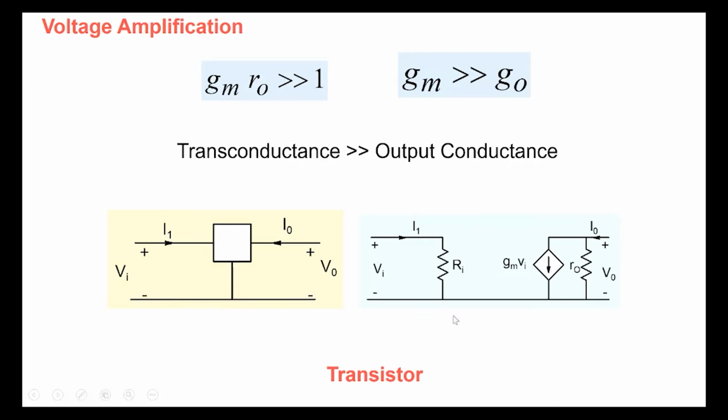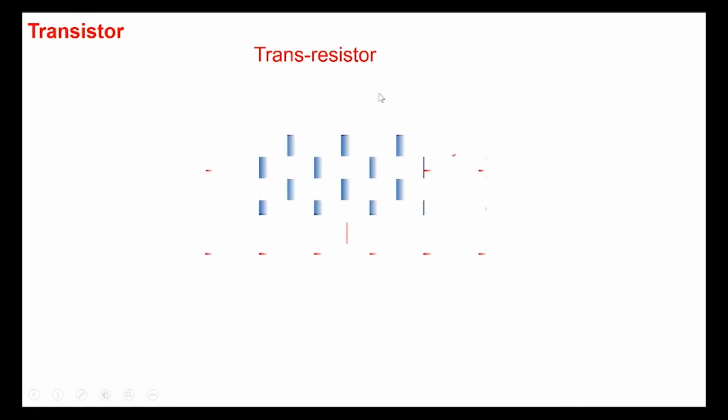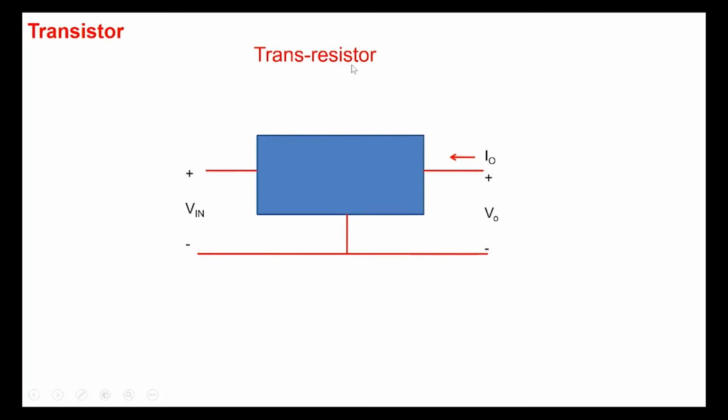And we call such a device a transistor, a device which exhibits transconductance significantly higher than its output conductance. So that's the device we call a transistor here. That's one of the essential characteristics of a transistor if we want to use it for amplification. If you go back in history and look at, for example, the interpretation of the word transistor, one could write it as transresistor or transconductance.